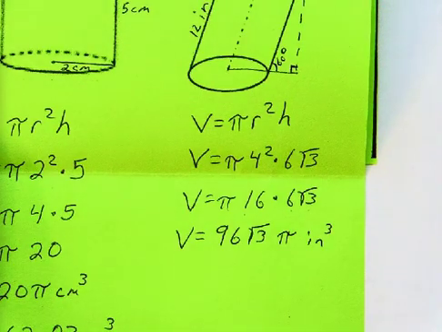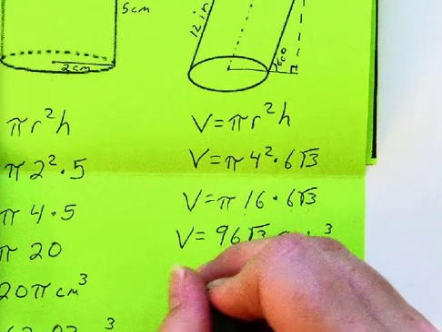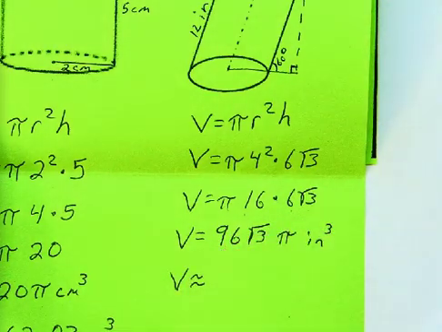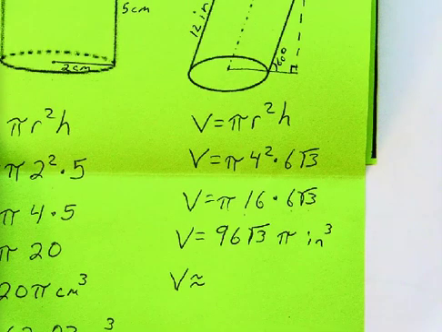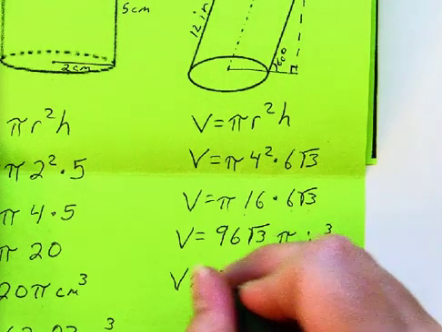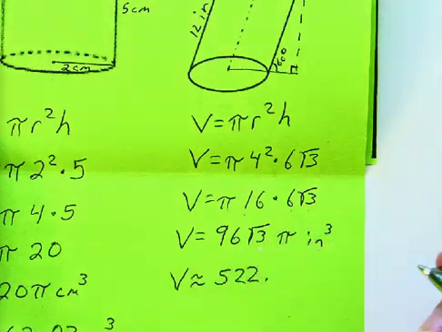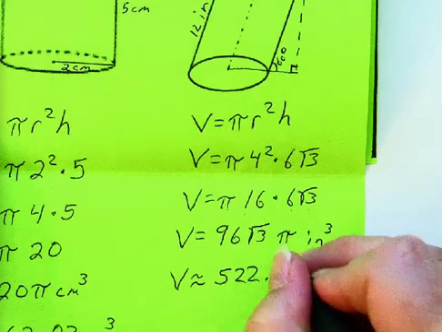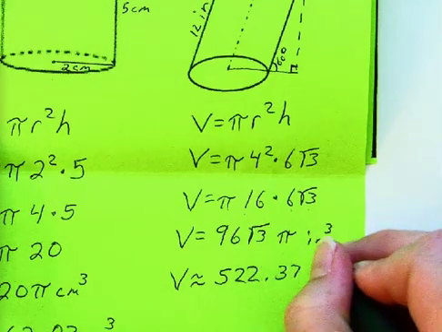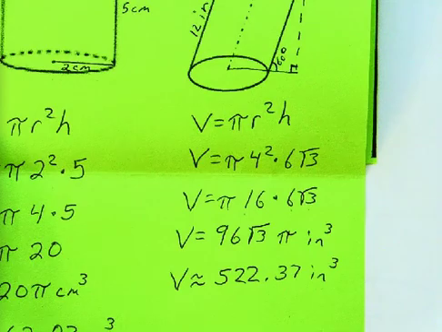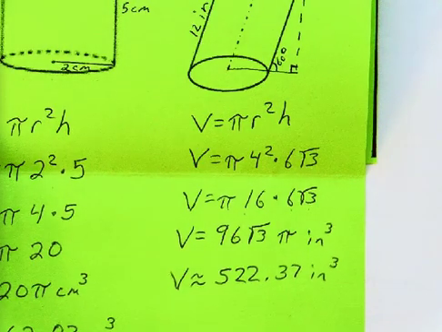Or we can do a decimal approximation. So we're going to plug that into our calculators and round to the nearest hundredth again. So when you type that in, we should be getting 522.37 inches cubed. So 522 and 37 hundredths inches cubed for that one.